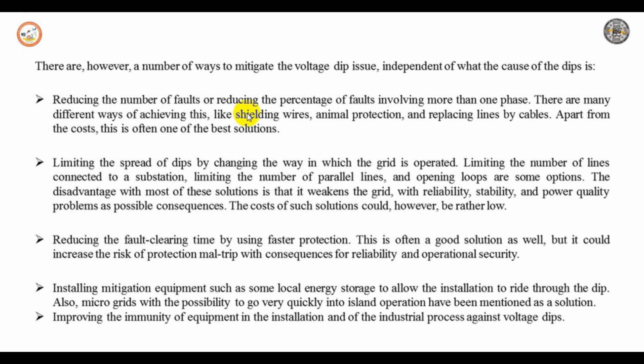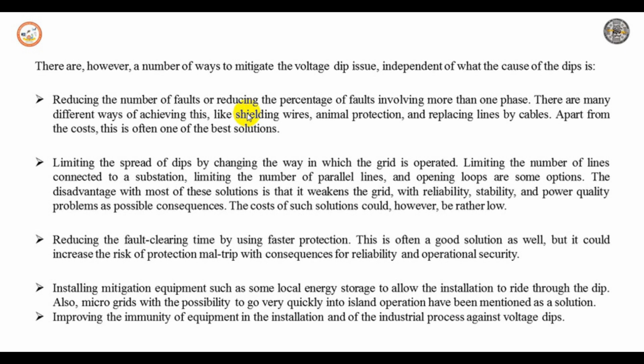One is by reducing the number of faults or reducing the percentage of faults involving more than one phase. There are many different ways of achieving this, like shielding wires, animal protection, and replacing lines by cables. Apart from cost, this is often one of the best solutions. We can also limit the spread of dips by changing the way in which the grid is operated. Limiting the number of lines connected to the substation, limiting the number of parallel lines, and open loops are some of the good options for reducing voltage dips.